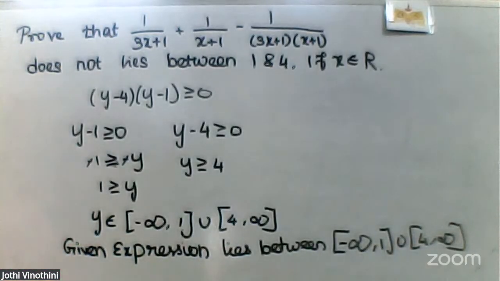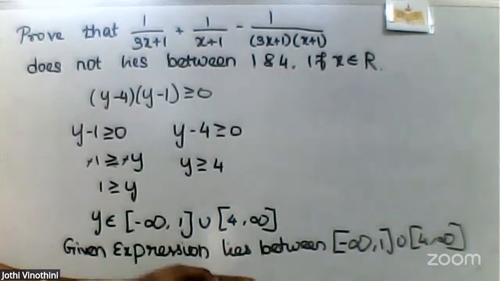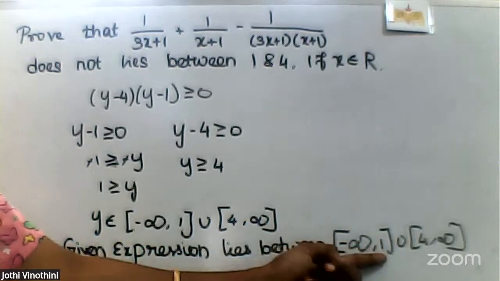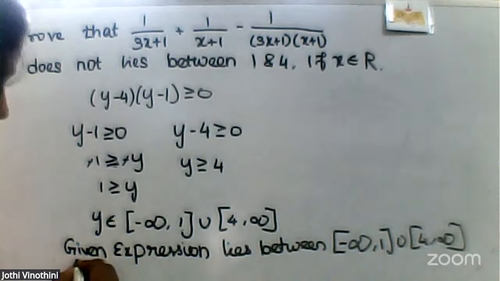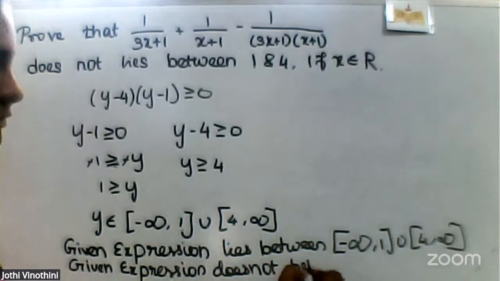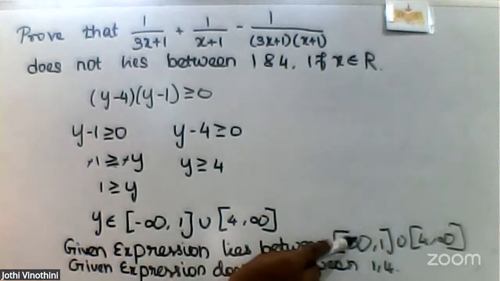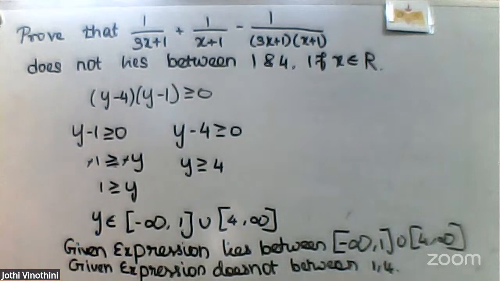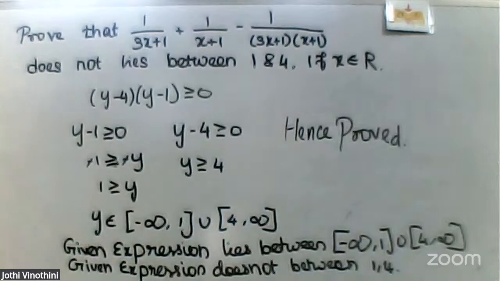So what we have to do is prove what? The expression does not lie between 1 and 4. Here we see the expression lies between minus infinity and 1, and 4 to infinity. So it does not lie between 1 and 4. So we can also write: given expression does not lie between 1 and 4. Right? This is what we have to prove. So finally we can write, hence proved. I will give you a minute so that you can copy this and we will move to the next step.